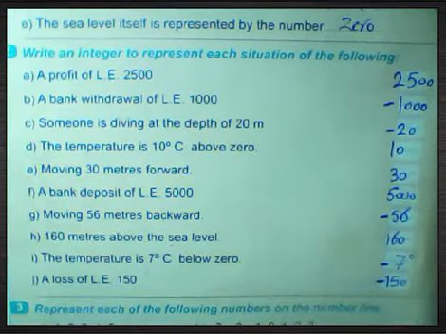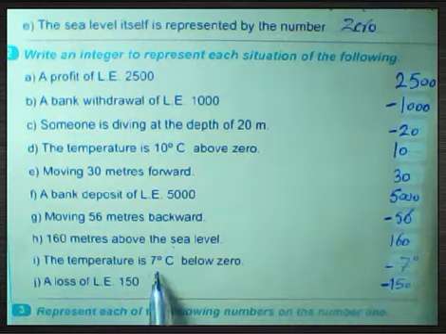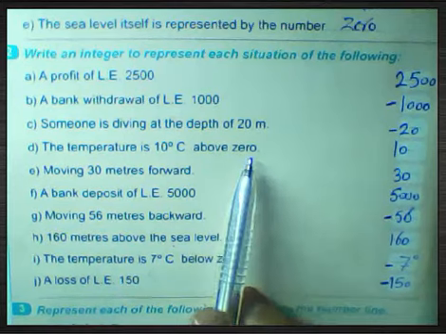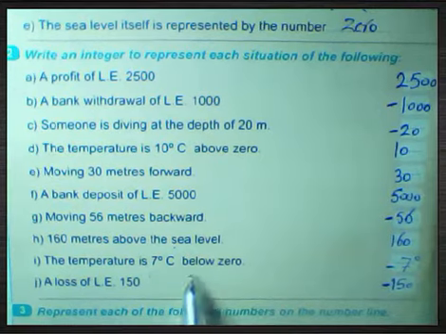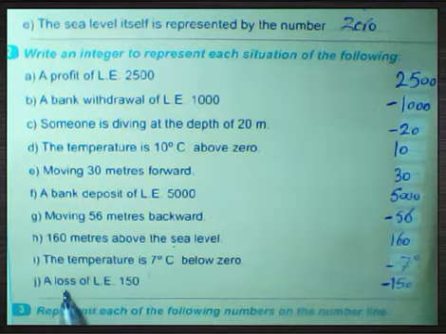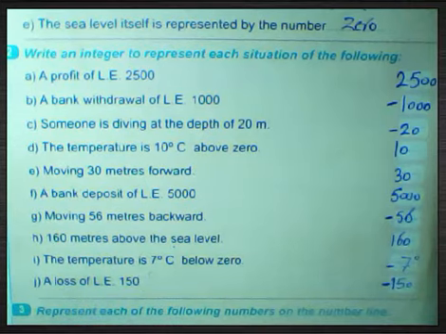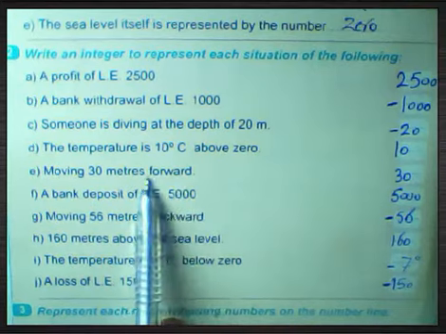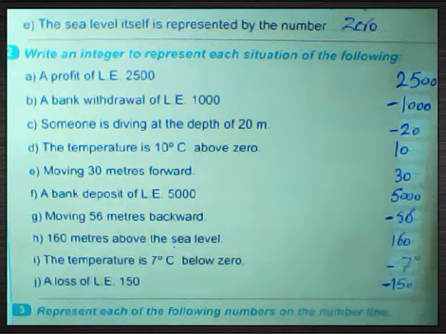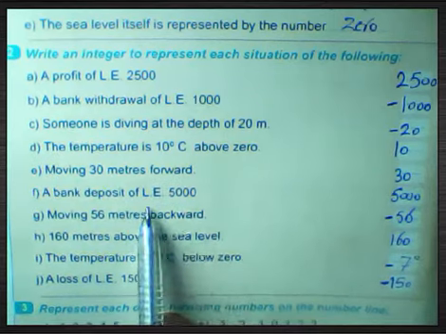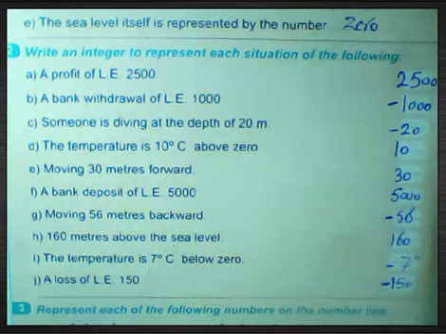So above 0 it will be positive, below 0 negative. A loss of 150, negative. Moving forward 30 meters, positive 30. A bank deposit of 5,000 lira will be positive, such as profit.